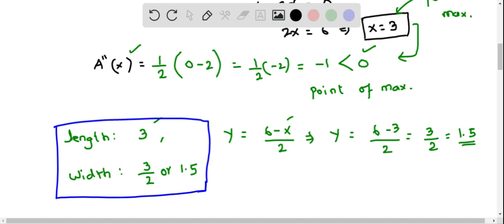The length is represented by x, so we can write this as x equals 3, and this one is y equals 3 by 2, or 1.5.